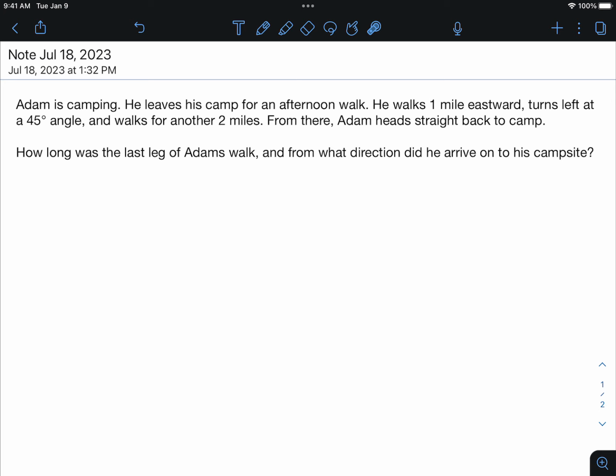Adam is camping. Okay, here's Adam, and he is camping. He leaves his camp for an afternoon walk. Okay, he walks 1 mile eastward, so I'm going to need to draw some axes here. I'm going to have north, south, east, west, and Adam is going to walk 1 mile eastward. So I'm going to label this first displacement A, and A is 1 mile.